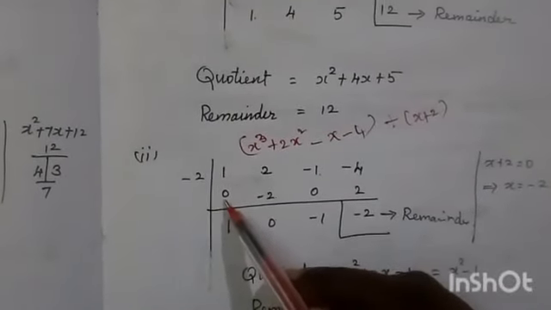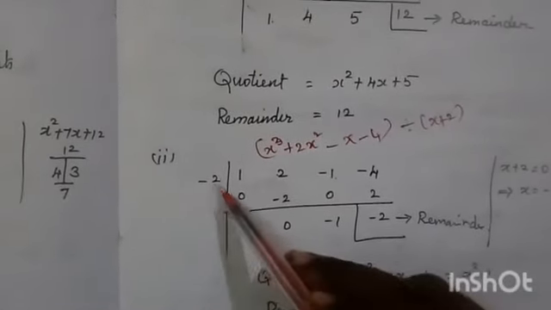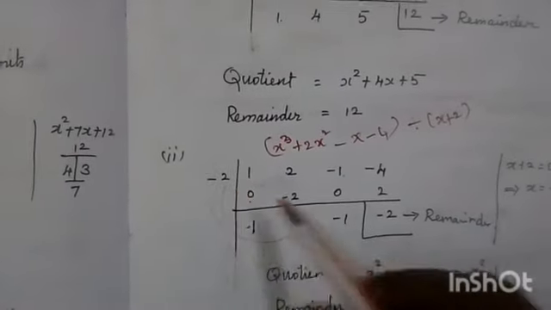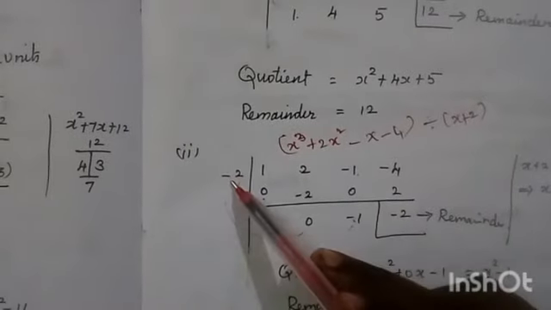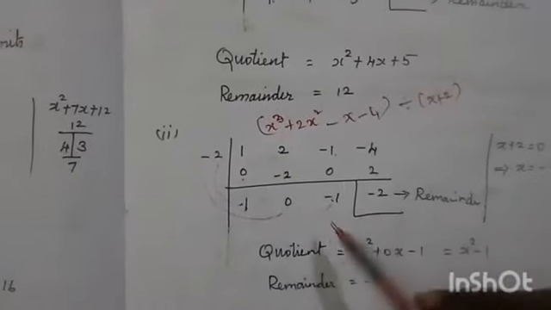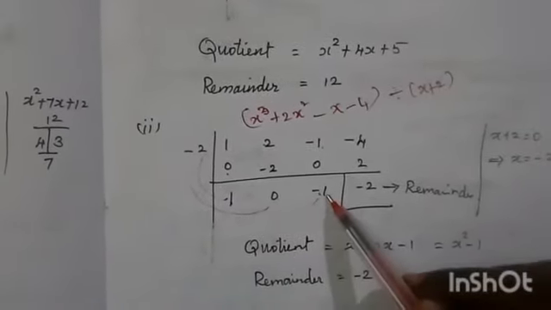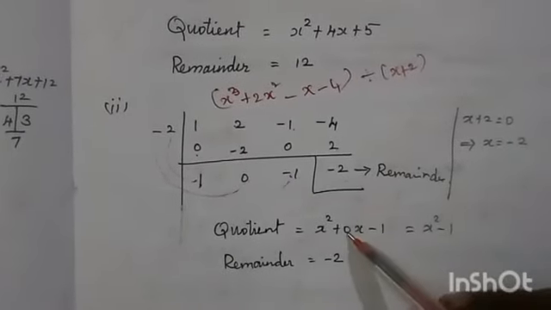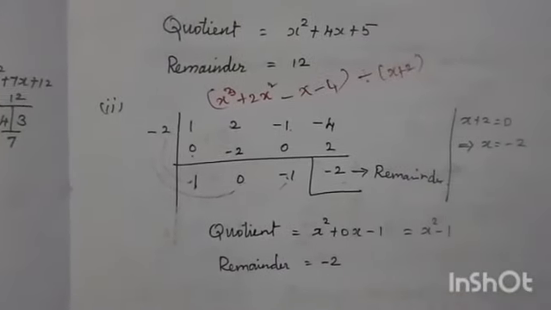Now in the first place you write 0. Add these two, 1. Then multiply: 1 into minus 2, minus 2. Add these two, 0. 0 into minus 2, 0. So that is minus 1. Add these two, minus 1. Minus 1 into minus 2, 2. Now add these two, minus 2 is the remainder. So the quotient is x square plus 0x minus 1, that is x square minus 1. Remainder is equal to minus 2.